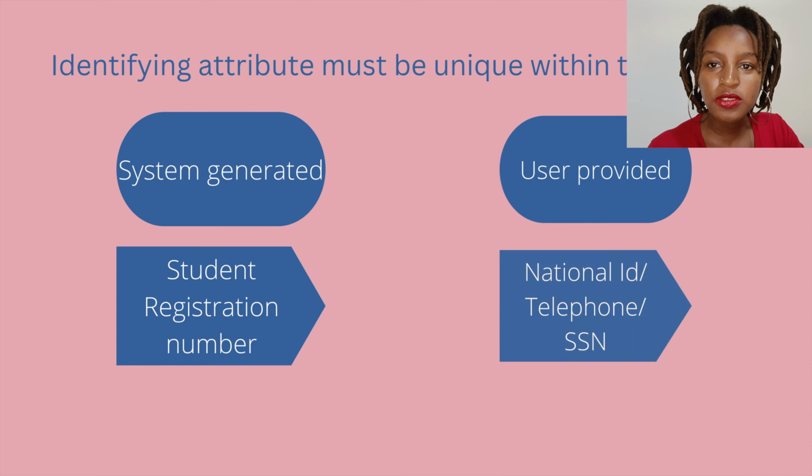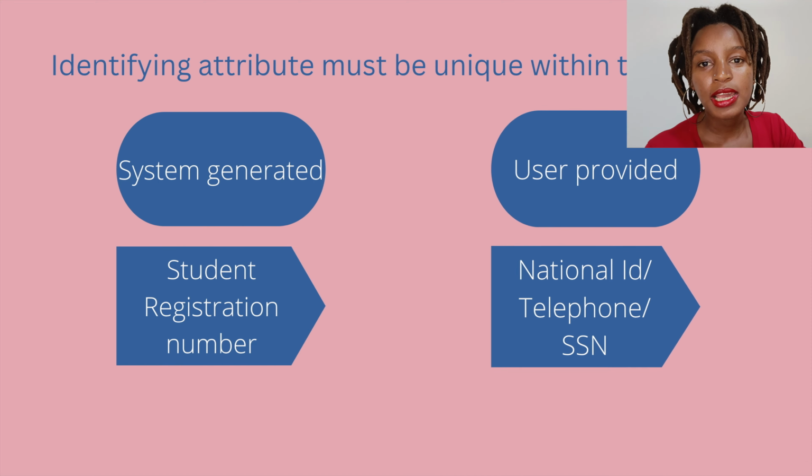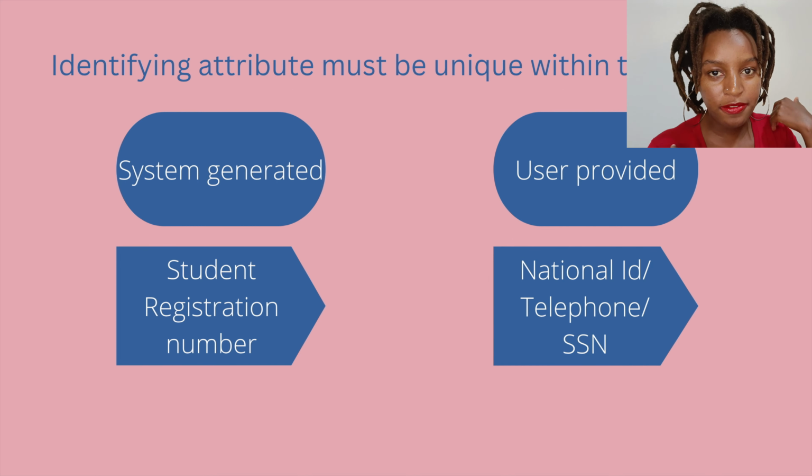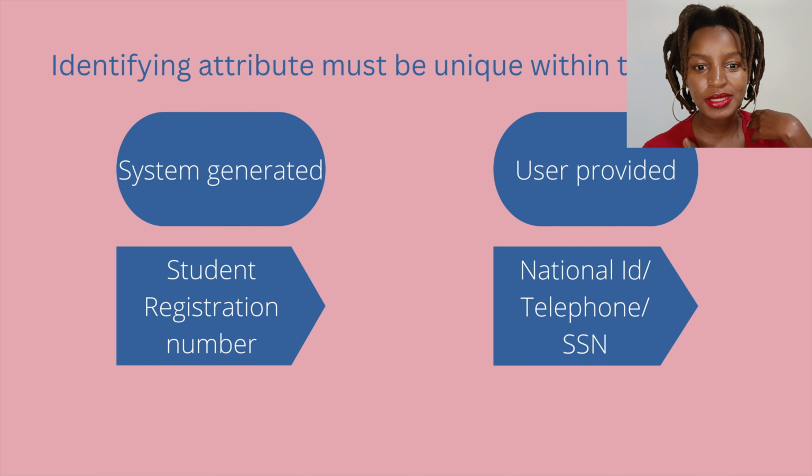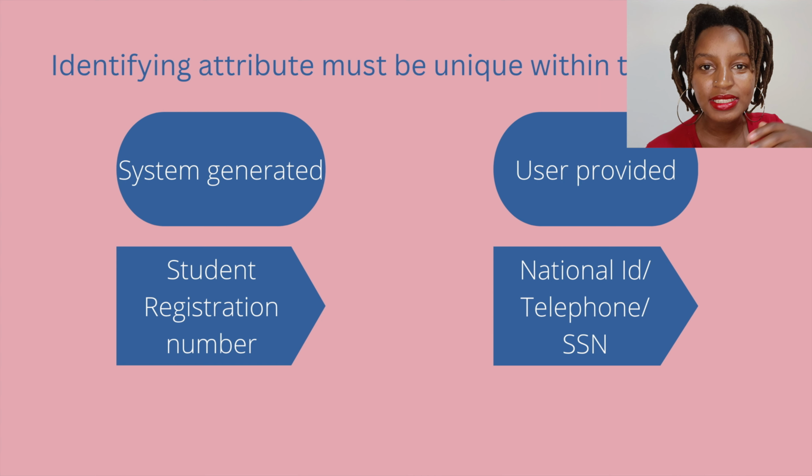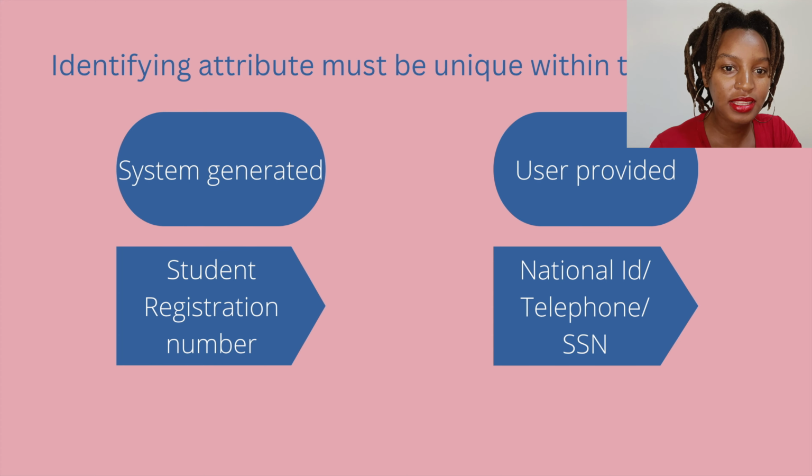The other example, of course, is a user-provided one. Examples of these are, if you're using name, then the name is that, the national ID, the telephone, a social security number, a student registration number in the case where we're using this in another system. For instance, looking at our student management system, the student already has a student registration number.